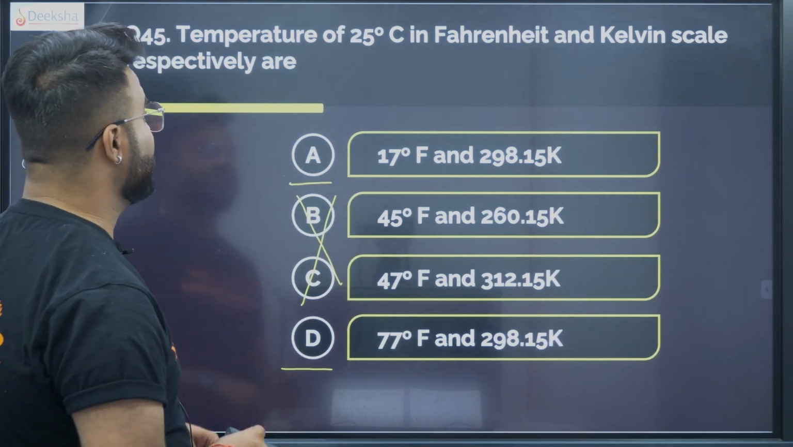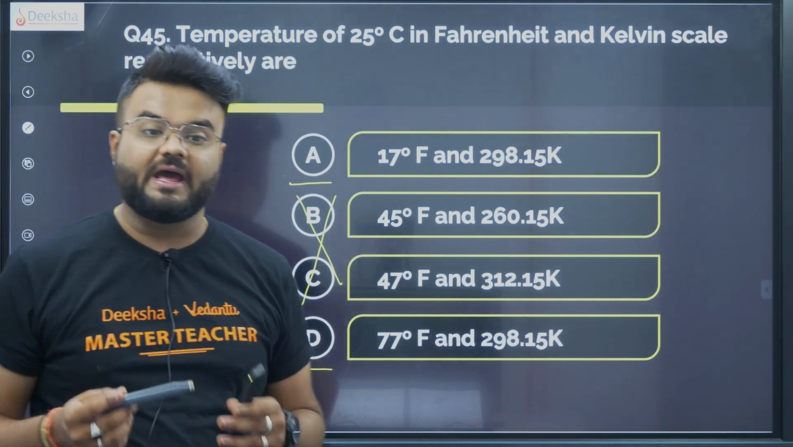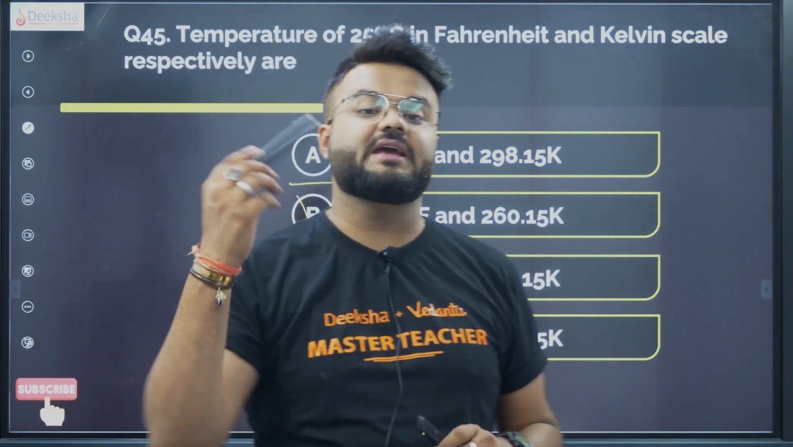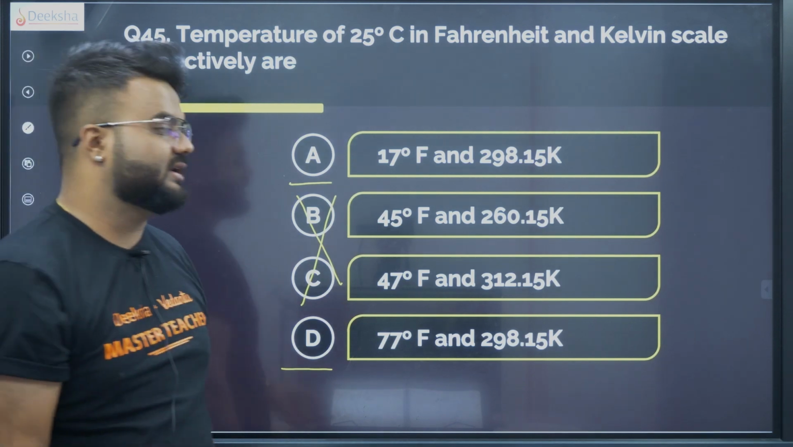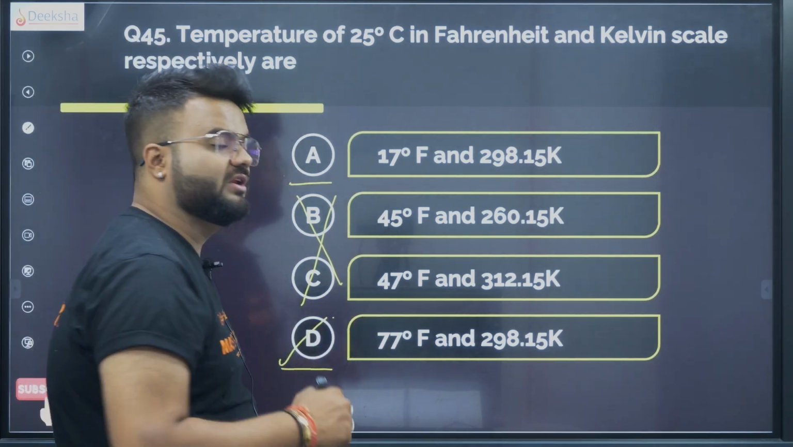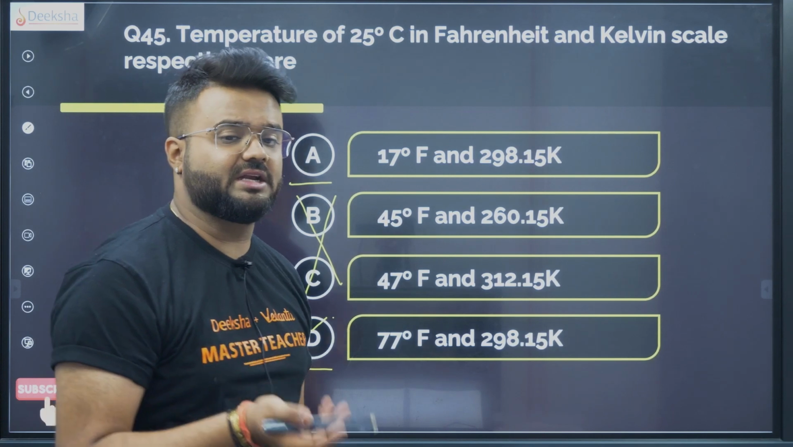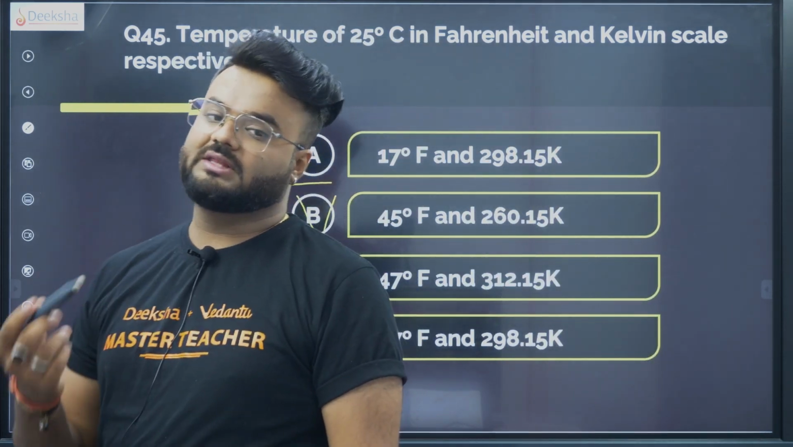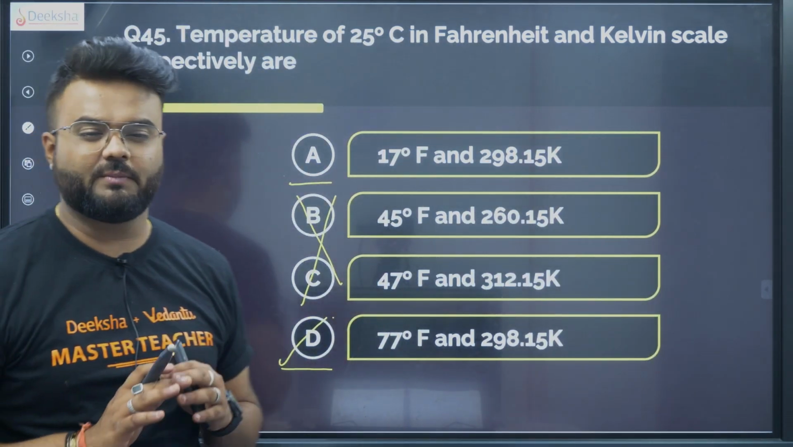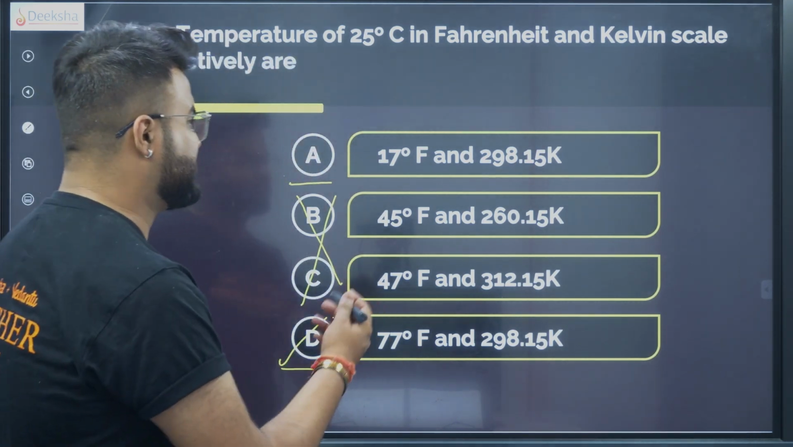Now coming back to 25 degrees in Fahrenheit. Fahrenheit will have a higher value than the Celsius scale. Therefore option D will be your correct answer, or else you can use the formula: temperature in Fahrenheit equals degree Celsius into 9/5 plus 32. That is confusing, so you can directly use this trick.